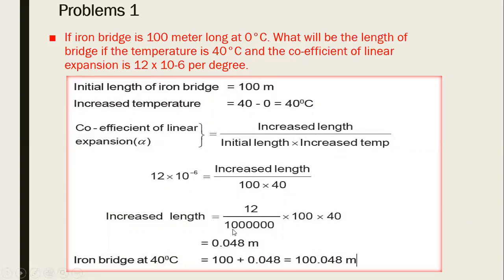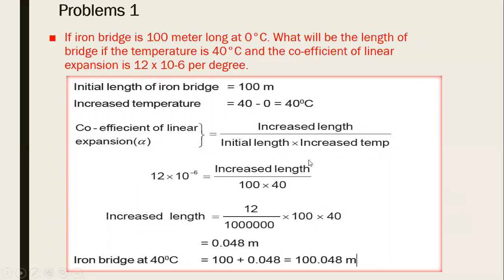So 12 into 10 raised to minus 6. You have to find the increase in length, so it will move to the right side: 12 into 100 into 40 into 10 raised to minus 6. When 10 raised to minus 6 moves to the denominator, it will become plus 6. So you can see that 10 raised to 6 will be this value.